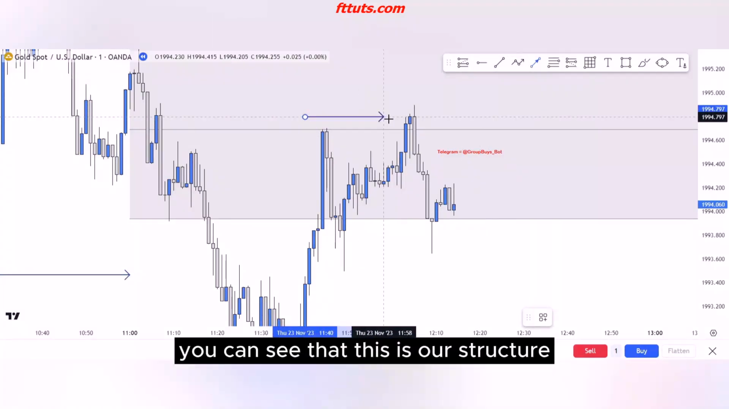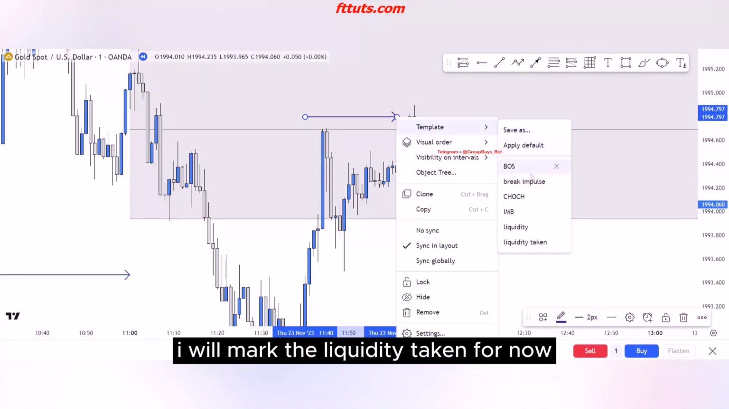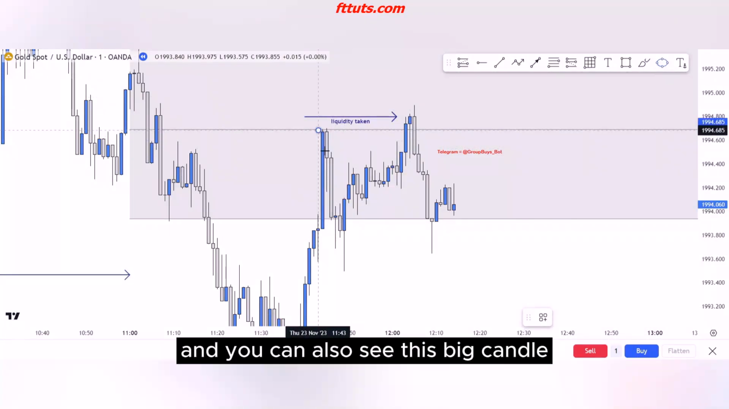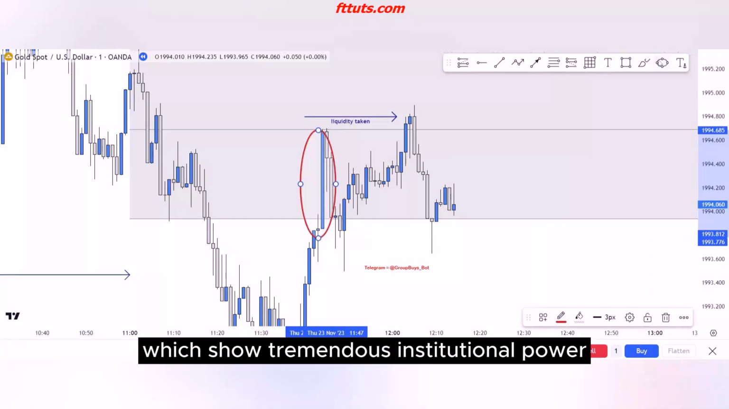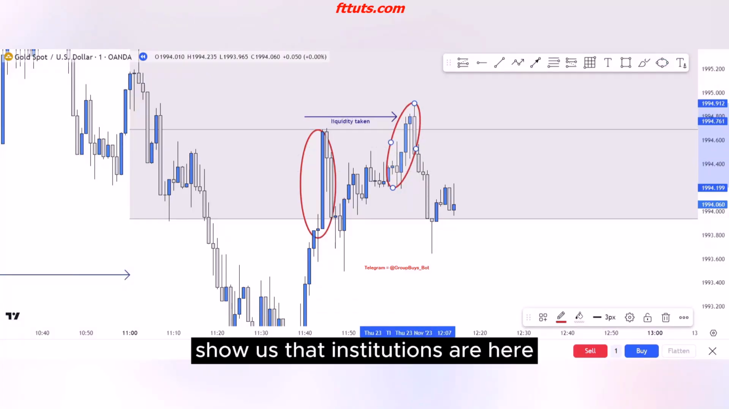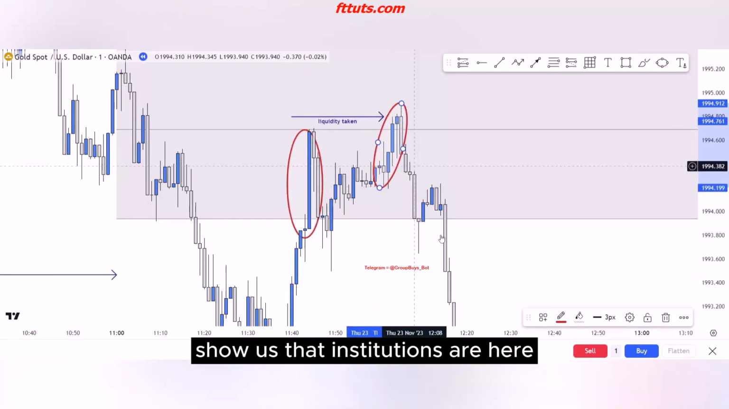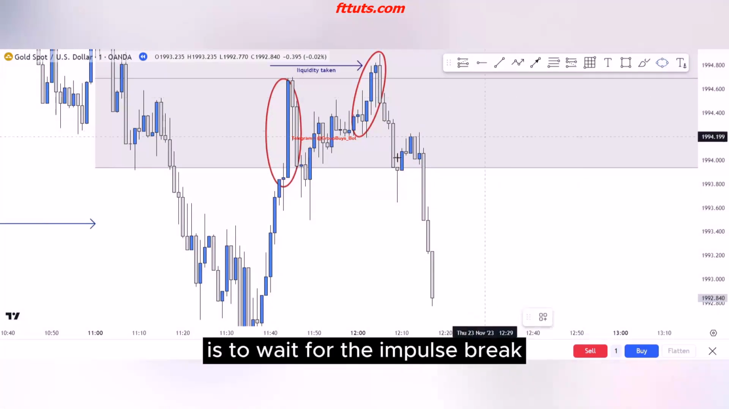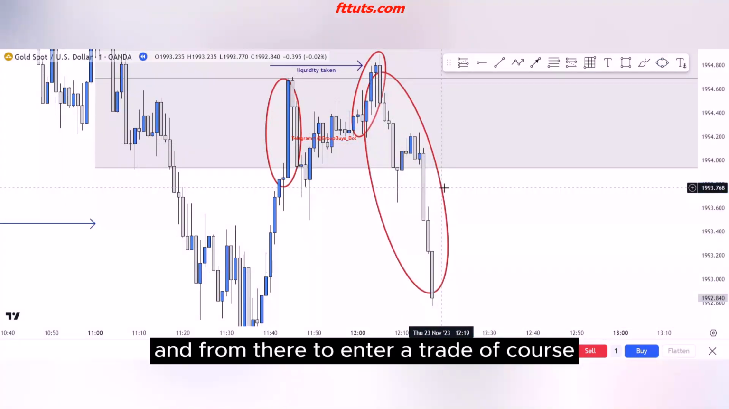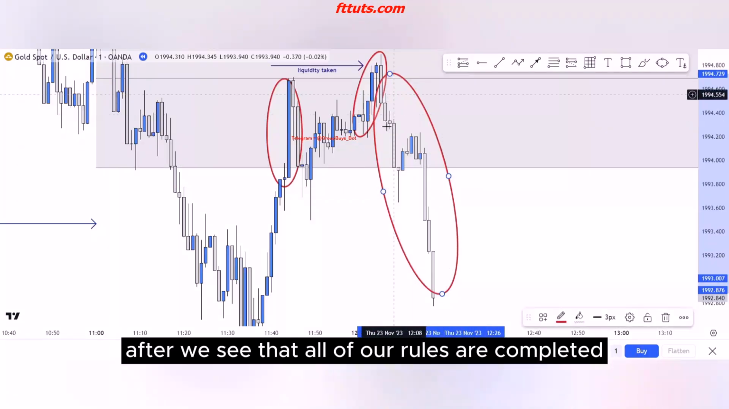You can see that this is our structure. I will mark the liquidity taken for now. And you can also see these big candles which show tremendous institutional power. Also, here we have this big candle, and here this bullish movement show us that the institutions are here. And now what is left for us is to wait for the impulse break. And from there to enter a trade, of course, after we see that all of our rules are completed.